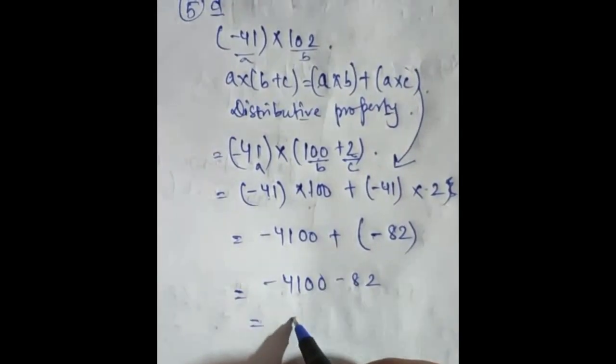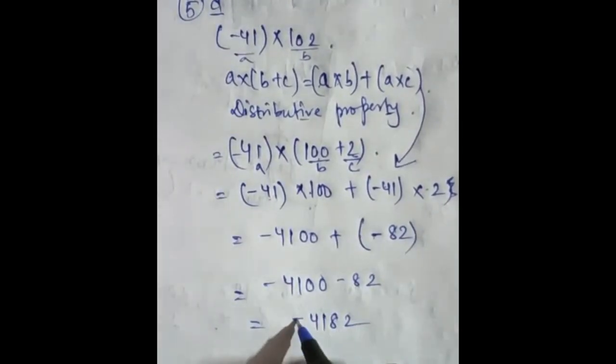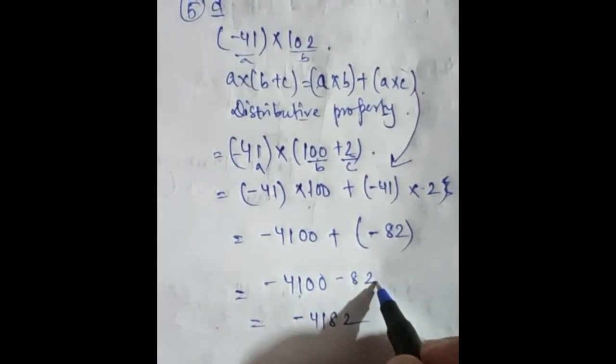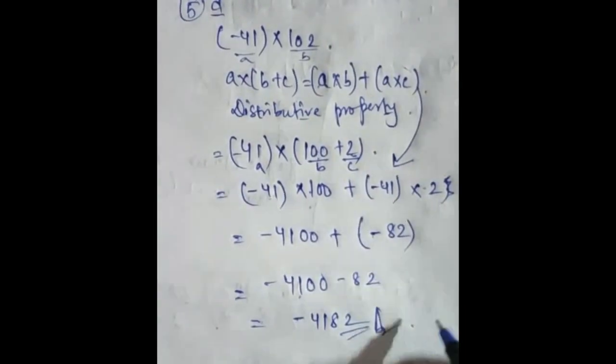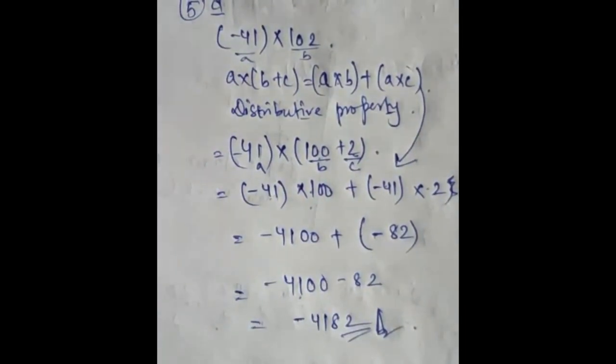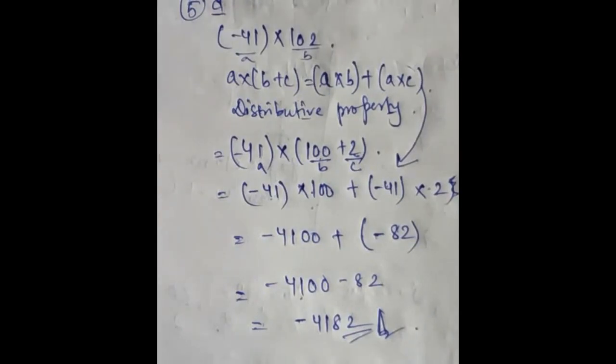Now when you add it, you'll get 4182, but the sign will be minus because 4100 is greater than 82, right? This is the answer. Using distributive property, we have solved this. Very, very easy one, right?